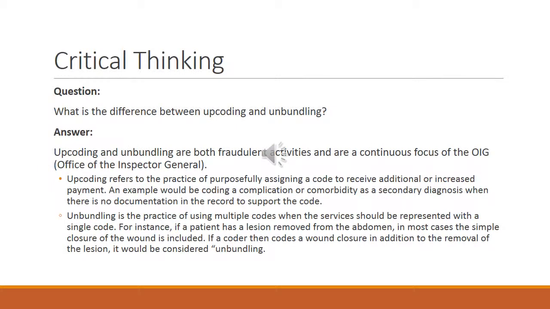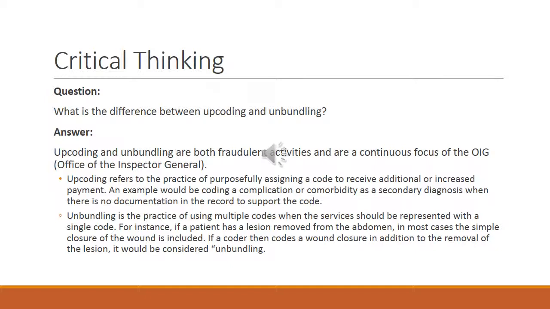In our last question: what is the difference between upcoding and unbundling? Upcoding and unbundling are both fraudulent activities and are a continuous focus of the OIG, which is the Office of the Inspector General. Upcoding refers to the practice of purposely assigning a code to receive additional or increased payment. An example would be coding a complication or comorbidity as a secondary diagnosis when there is no documentation in the record to support the code.